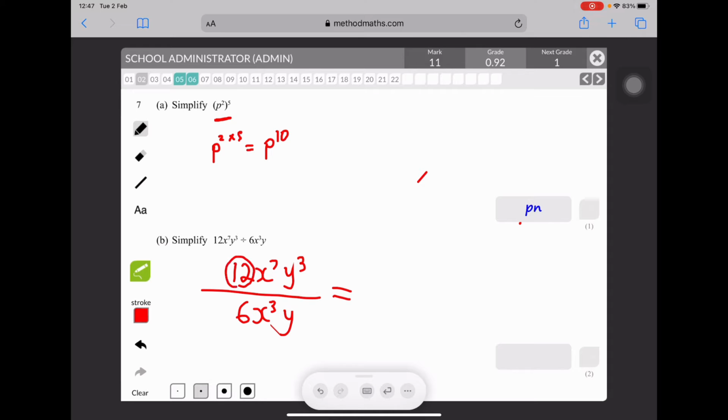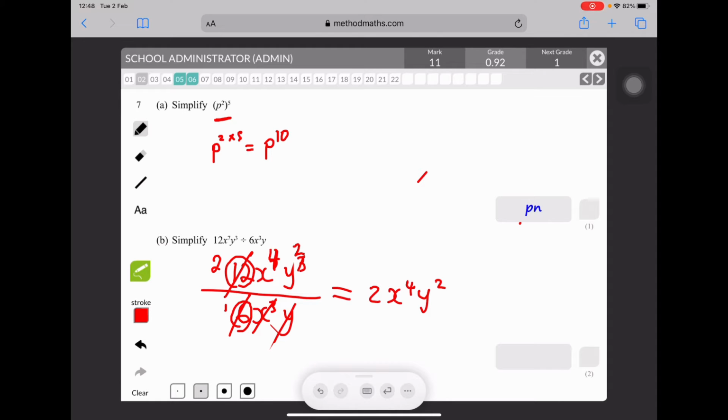12 divided by 6 gives us 2 over 1. x to the 7 divided by x to the 3 would give us x to the 4. And y cubed over y is y squared. So our final answer is 2x to the 4 y squared. So this is question 7.